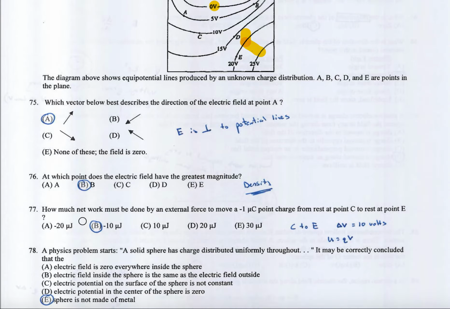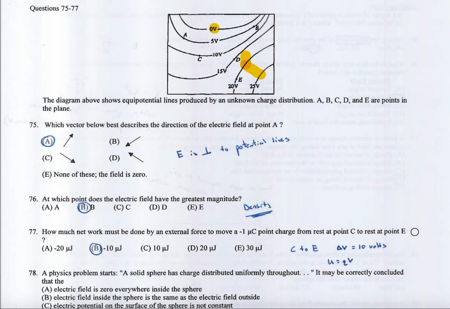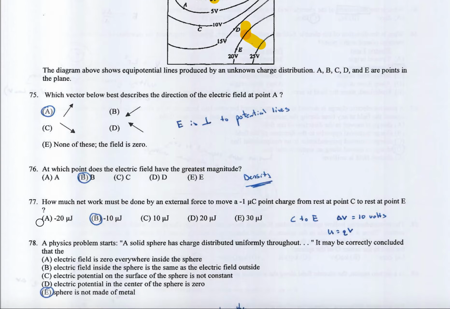All right, how much work must be done to take that charge from C to E? C to E is 10 volts to 20 volts. So it's a 10 volt increase, and I'm taking a charge. So it's just Q times V. So it's just -1 times 10, and you just get -10. And again, this is micro and that's micro, so you don't have to do anything with that.